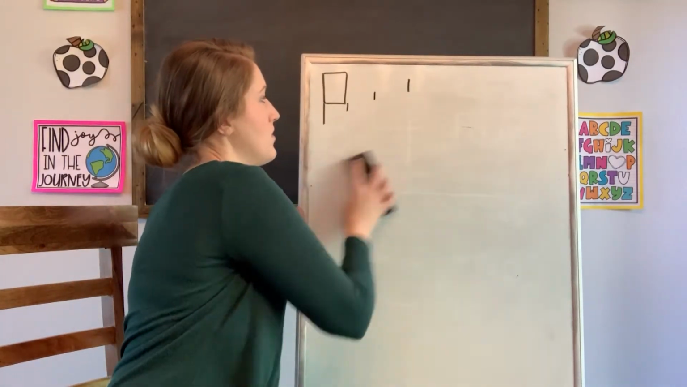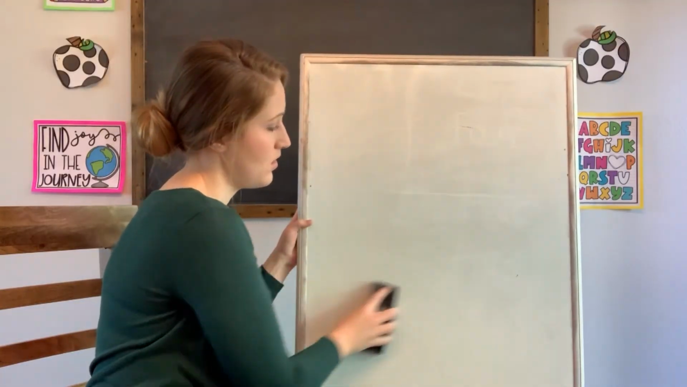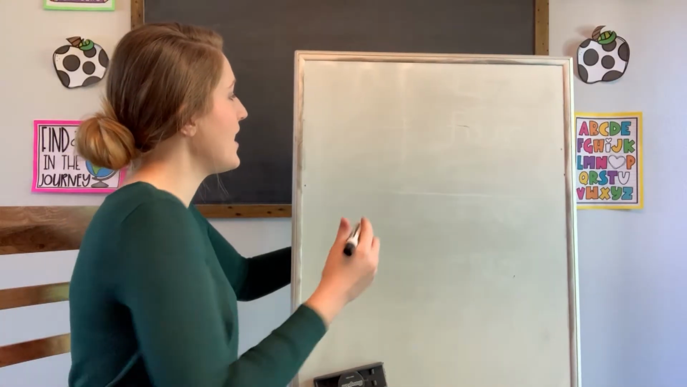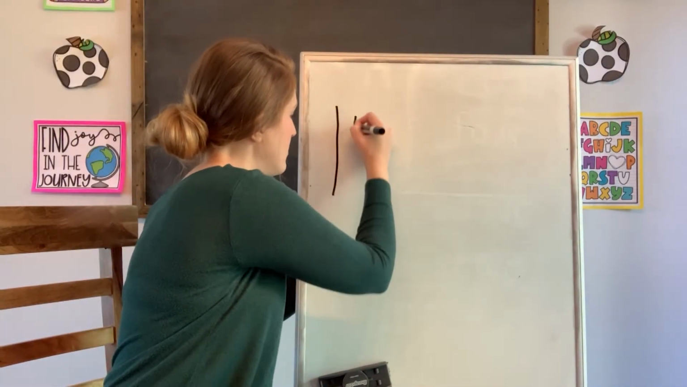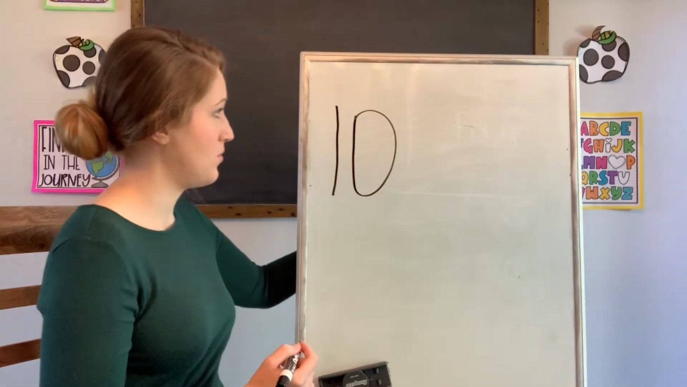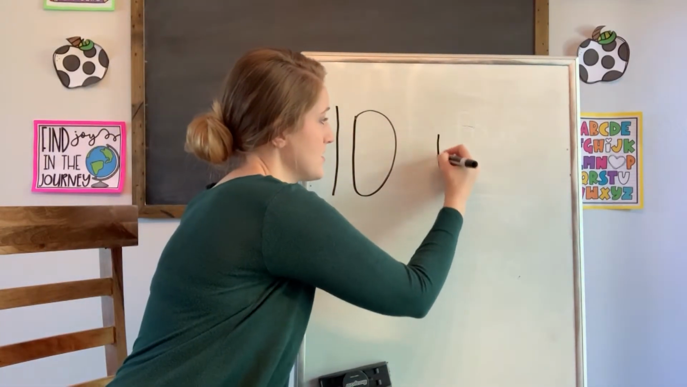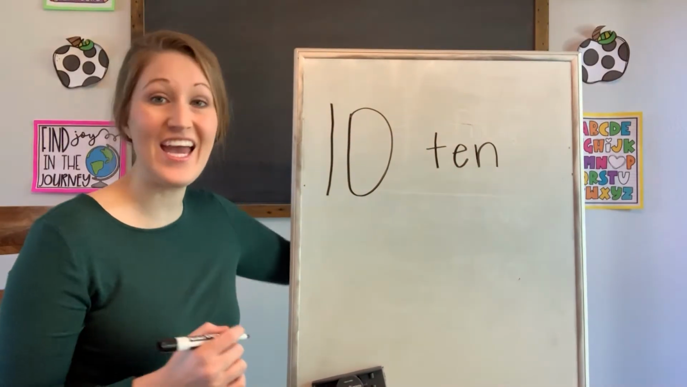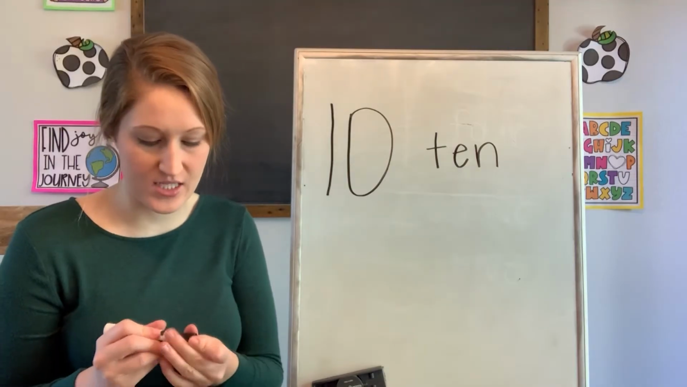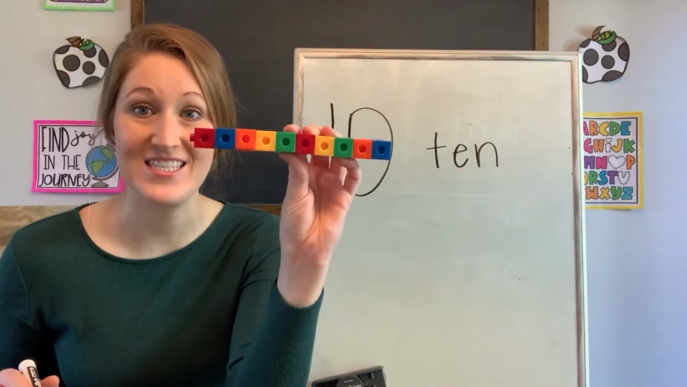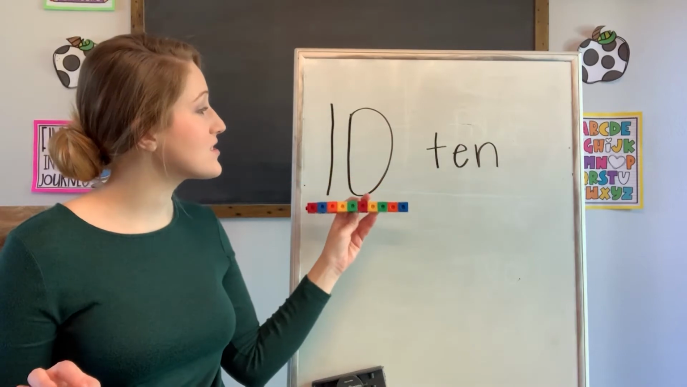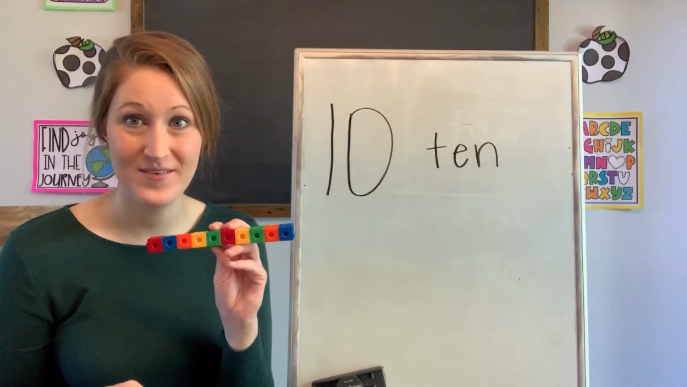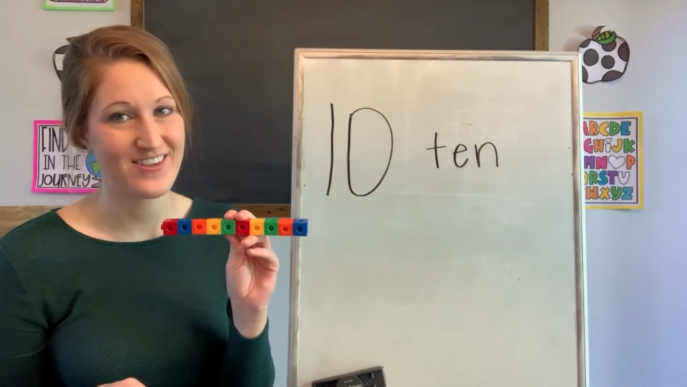So let's see. Let's look at the number 10. Now the number 10 is a 1 and then a 0. Okay, and we spell that as T-E-N. 10. So 10 is the number of objects in this set. So I can use these numbers and the word to represent what I see. Got it? Good, let's keep going.